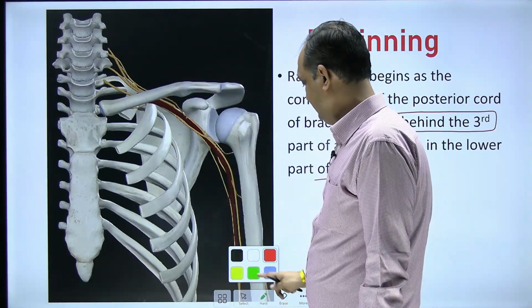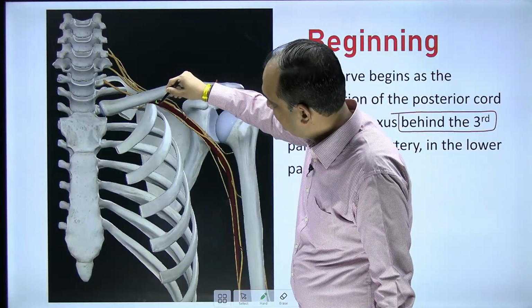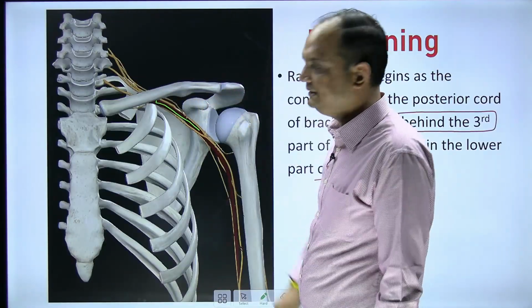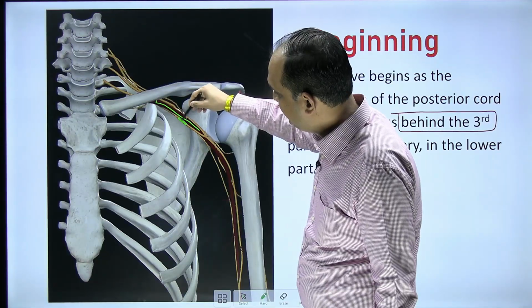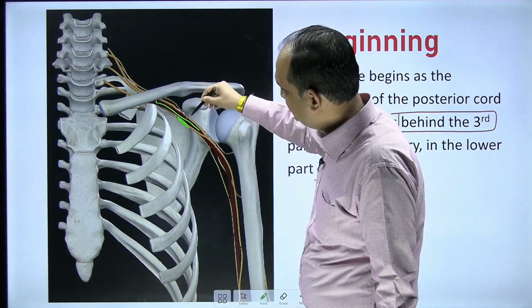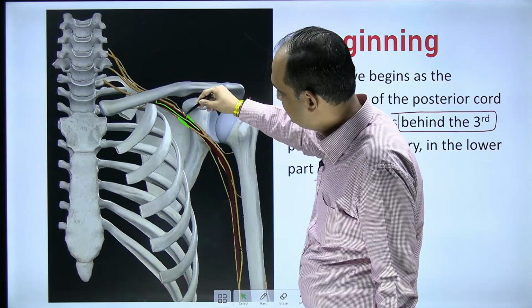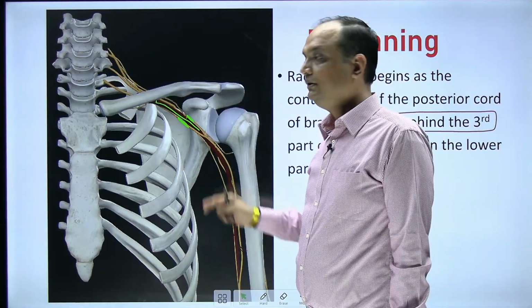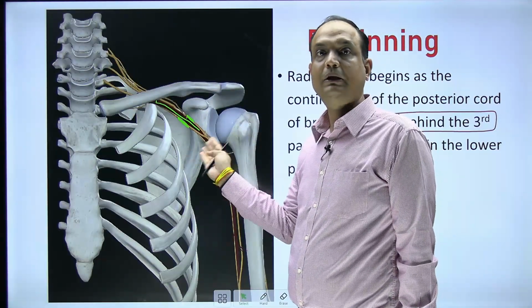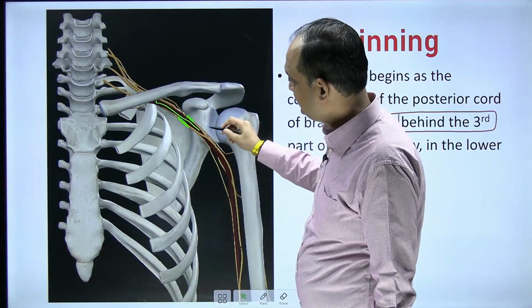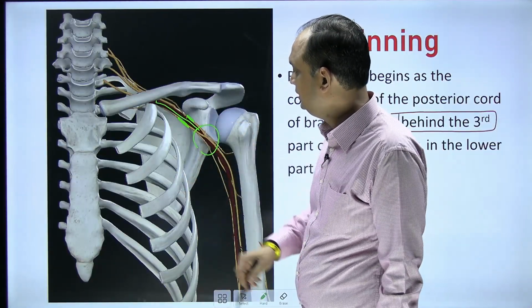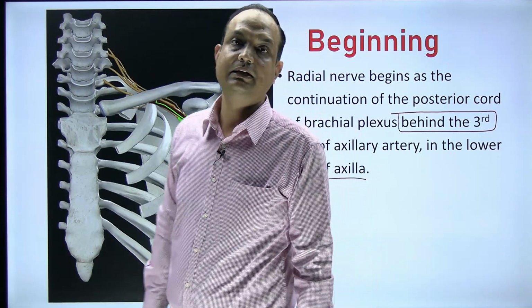Now this artery is your axillary artery, and in this diagram you can see that this is the medial cord, which is medial to the second part. This is the lateral cord, which is lateral to the second part. The posterior cord is not visible because it is behind the second part, and then the branching will start in relation to the third part of the axillary artery.